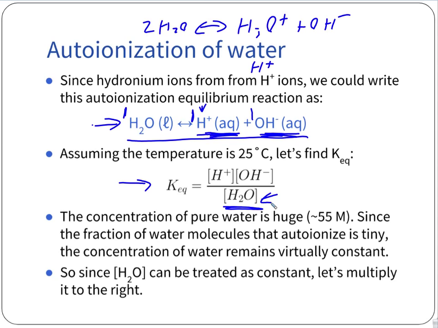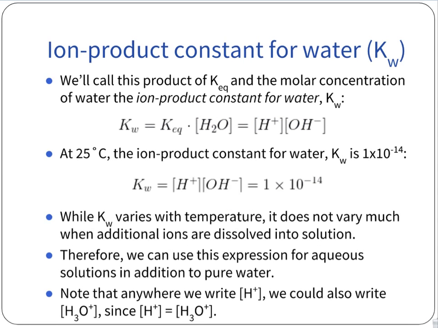And because it's a constant, let's just go ahead and multiply both sides by the concentration of water, just so we get our two constants, our Keq and our concentration of water, all together here. In doing that, it looks a little bit like this. We have Keq times the concentration of H2O equals the two concentrations of hydroxide and hydrogen ions. When we multiply those together, we get a new value, which we're going to call Kw, the ion product constant for water.